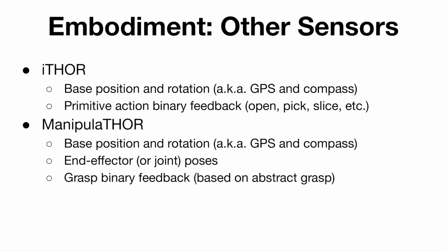Other non-visual sensors include GPS and compass sensors to measure ego motion, and proprioceptive sensors to measure joint and end effector poses. Specially, AI2-THOR also provides a binary feedback signal to indicate whether a primitive action like opening, picking, or grasping is successful or not.